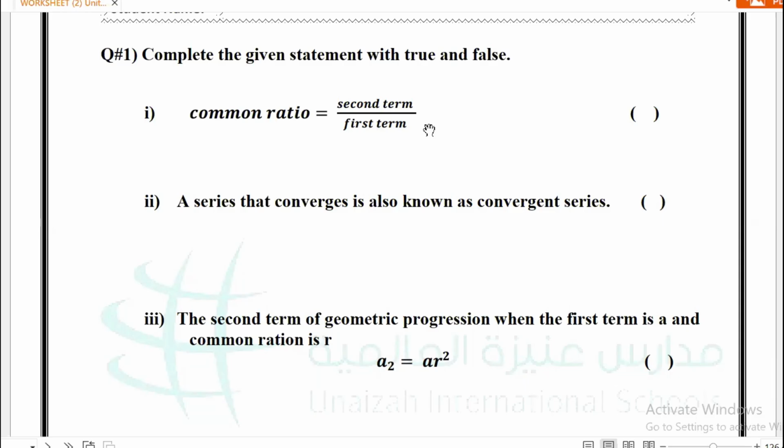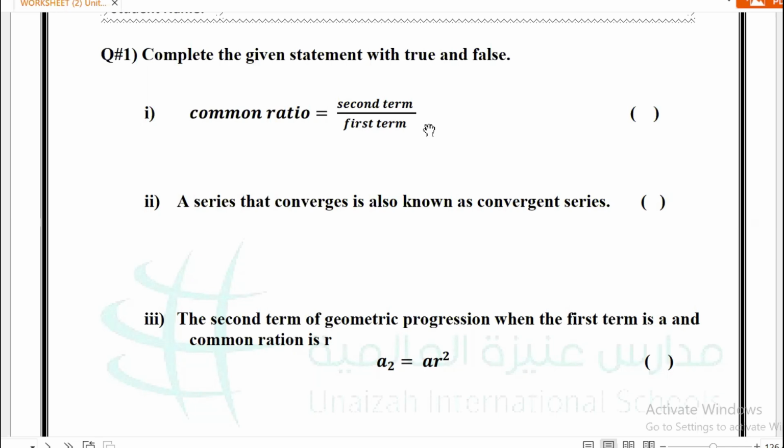Hi, viewers and students. This is the solution of worksheet 2 related to the topic series, which is chapter number 6 of pure mathematics. So here the question number 1 is complete the given statement with true and false, and then we will have a few questions related to MCQs. After that we will solve a few questions, short and long.